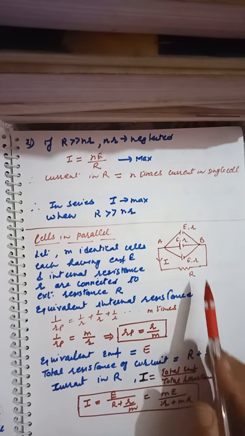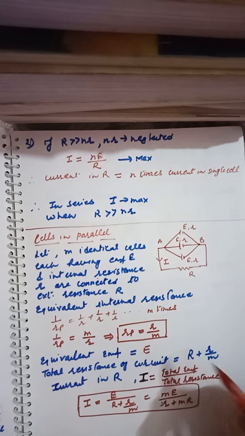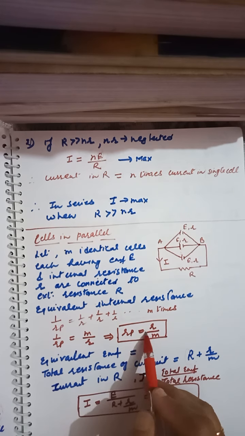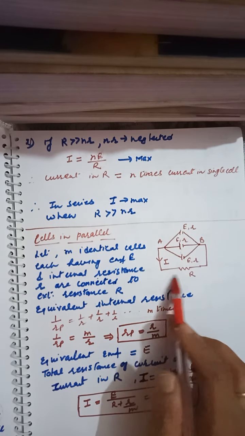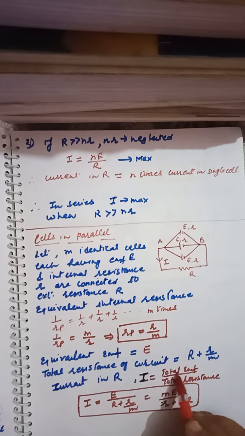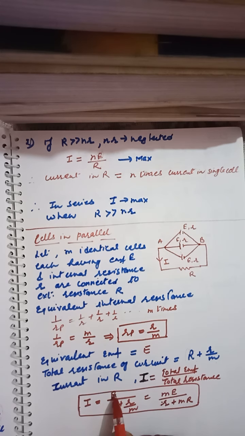Total resistance of the circuit, because capital R is also here, so I told you internal resistance will be added to the capital R in this manner, R plus r upon M, this value I have added here. Now the current in capital R, what is this? I is equal to total EMF of the circuit divided by total resistance of the circuit. So I is equal to E upon R plus r upon M. Now take the LCM, so you will be getting ME upon MR plus r. So this is the expression you have got for the total current flowing in the capital R.